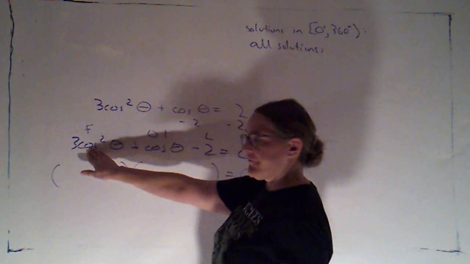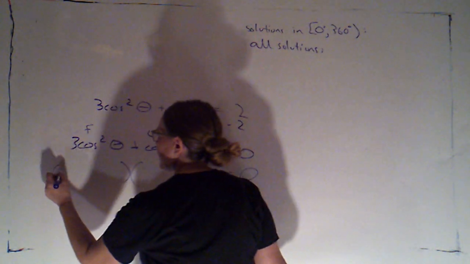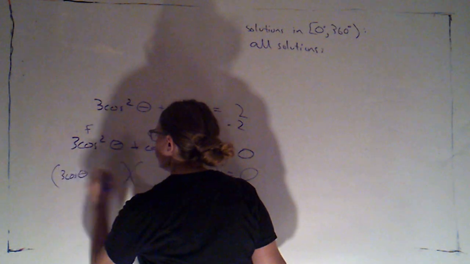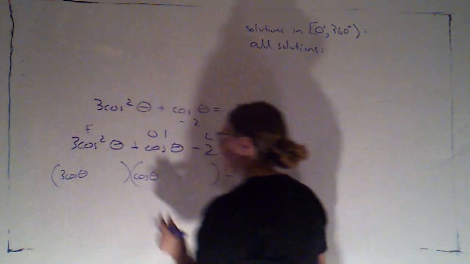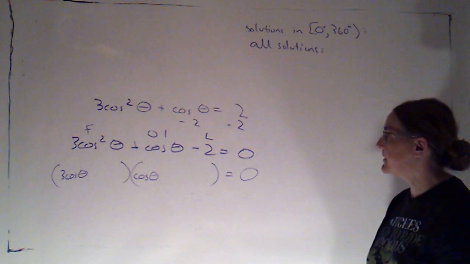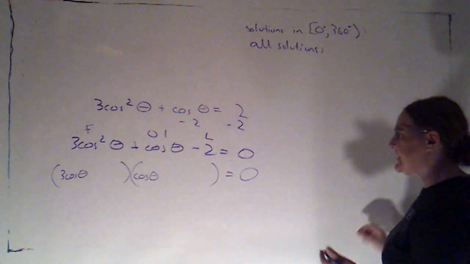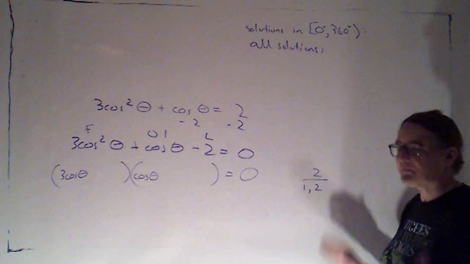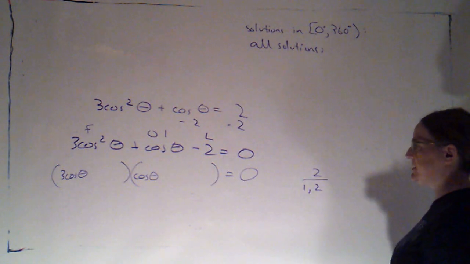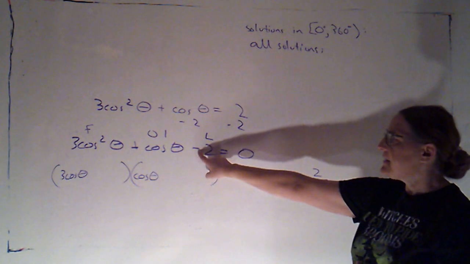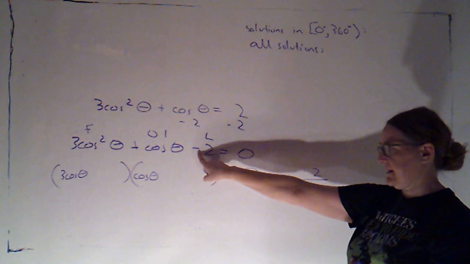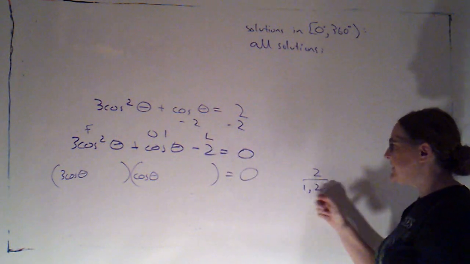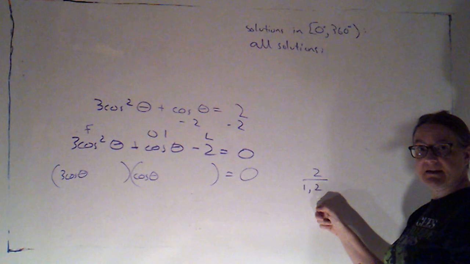In order for my first terms to be 3 cosine squared theta, I'm going to need a 3 cosine theta and a cosine theta. Now, if my last terms are going to multiply to give me 2, I'm thinking I need a 1 and a 2. Not a huge long list of possibilities. Again, this is going to have to be negative, so one of these is positive and one of them is negative.